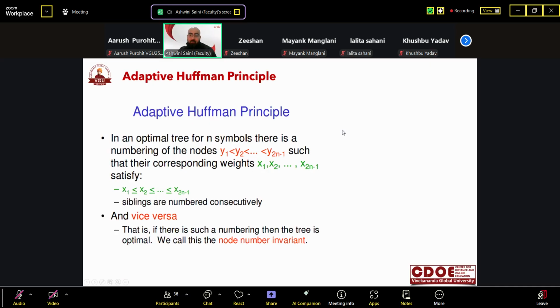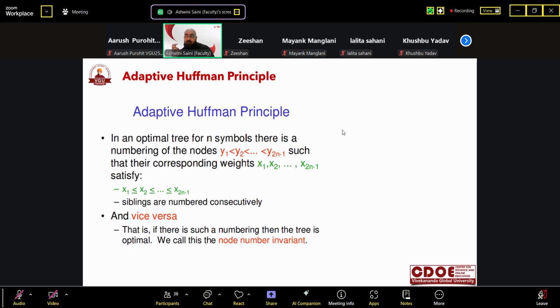On what principle is Hoffman coding working? It is working on the adaptive Hoffman principle. In an optimal tree for n symbols, there is a numbering of the nodes, like y1 is less than y2 less than ... y2n-1, such that there are corresponding weights x1, x2, x3, and so on. We are saying that siblings are numbered consecutively and vice versa. So if there is such a numbering, then the tree is optimal.